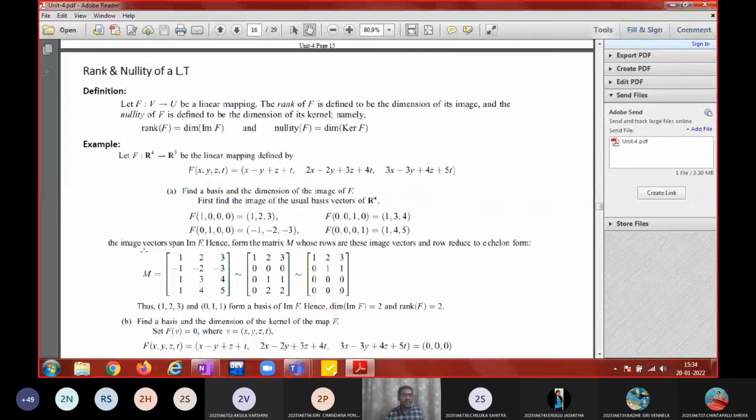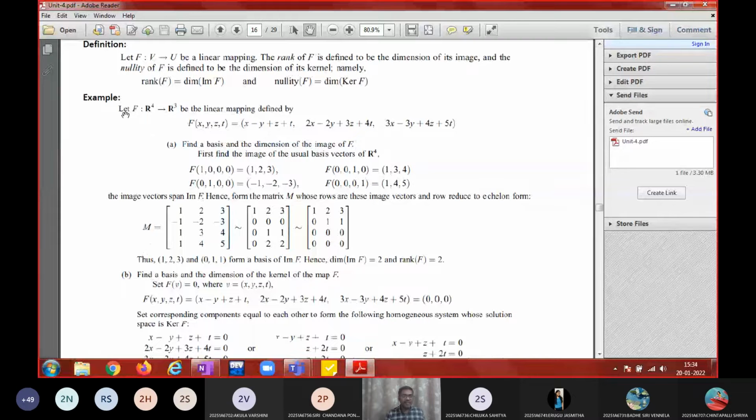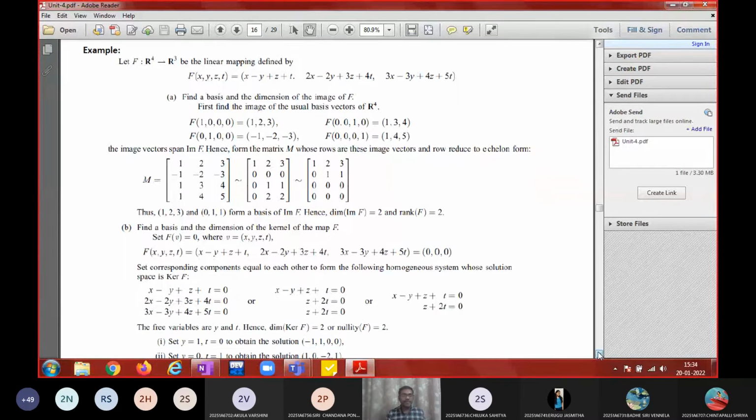Rank nullity. See this problem. Okay, let f be a function from R power 4 to R cubed, a linear mapping defined like this: f of (x, y, z, t) equals (x plus y minus z plus t, 2x minus 2y plus 3z plus 4t, 3x minus 3y plus 4z plus 5t). The question is, find a basis and dimension for the image of f. Okay, image of f means what? Range space. Okay, so how do you find the range space? I said the range space is generated by f of e1, f of e2, and so on, f of en.